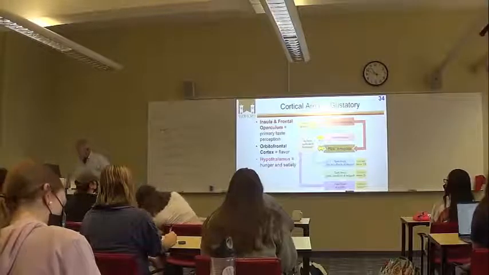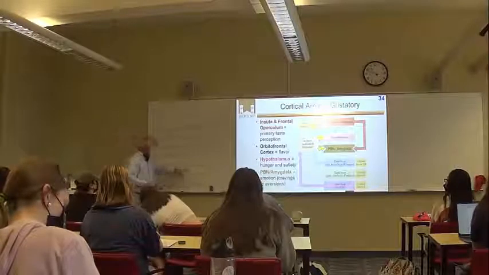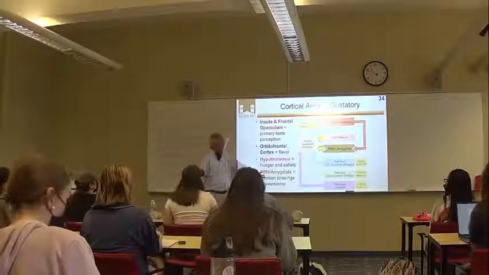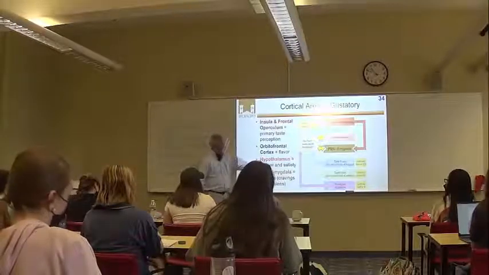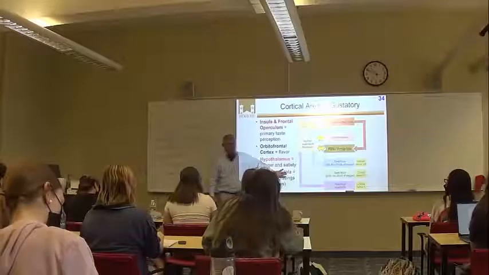All right. Hypothalamus, hunger and satiety. This area, PBN, and amygdala, the PBN is really cravings and aversions, we think, and the amygdala is emotional value.